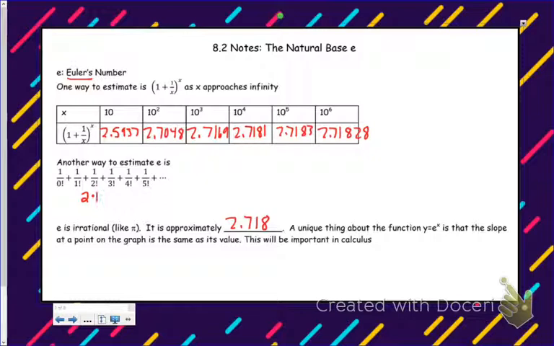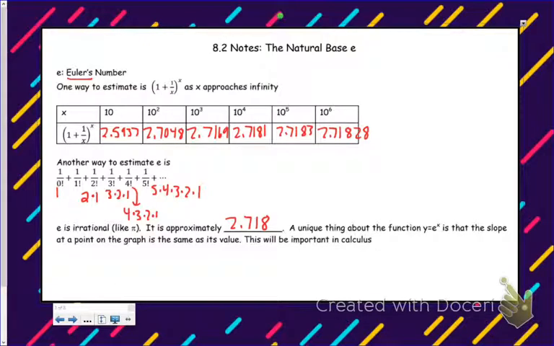So 2 factorial is 2 times 1. 3 factorial is 3 times 2 times 1. 4 factorial is 4 times 3 times 2 times 1. 5 factorial would be 5, 4, 3, 2, 1. Now, 0 factorial is actually 1. We don't really have time in this class to get through the reason why for that, but that's what you would do if you were to actually evaluate e this way.